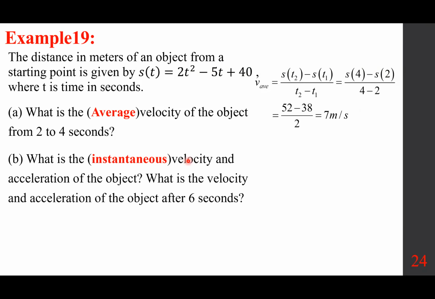The difference is, when they give you 2 points in time, it means average, even if they don't mention it. When they give you 1 point in time, it means instantaneous, and that means differentiation. So you have to differentiate this. v(t) is s'(t), which makes it 4t − 5. We want it at 6, so we plug in 6. Four times 6 minus 5 is 19 meters per second.